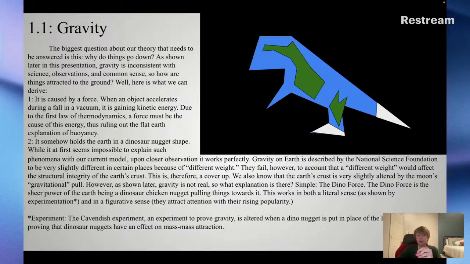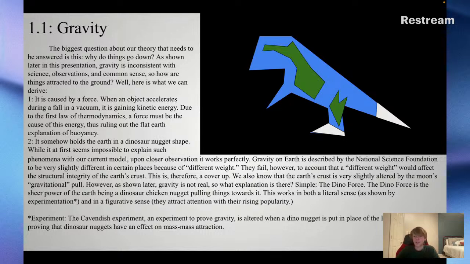We also know that the Earth's crust is very slightly altered by the moon's gravitational pull. However, as shown later, gravity is not real, so what's the explanation here? Simple, the dino force. The dino force is the sheer power of the Earth being a dinosaur chicken nugget, pulling things towards it. This works in both a literal sense, as shown by experimentation, which I'll get to in a second, and in a figurative sense, they attract attention with their rising popularity.